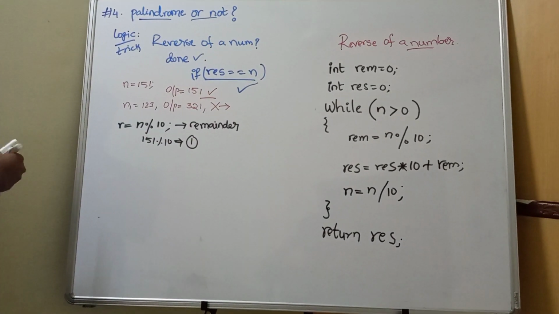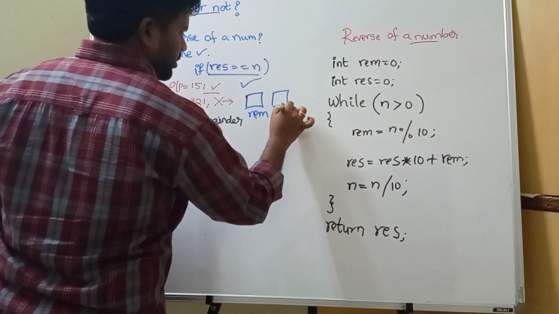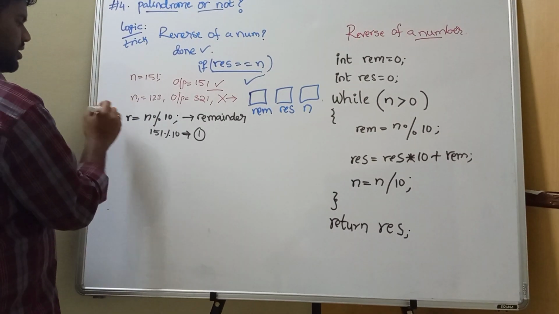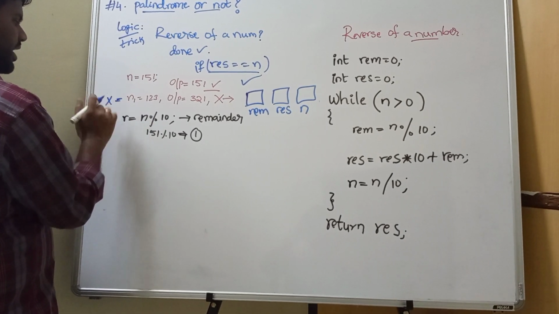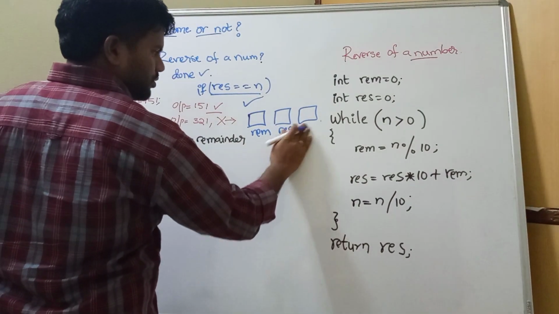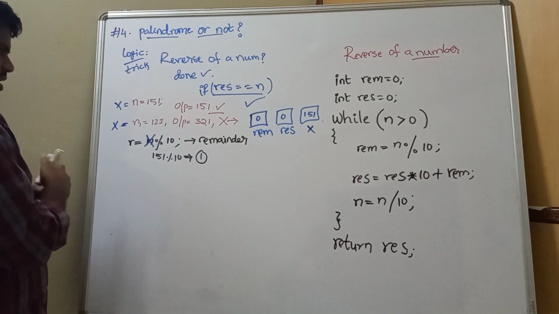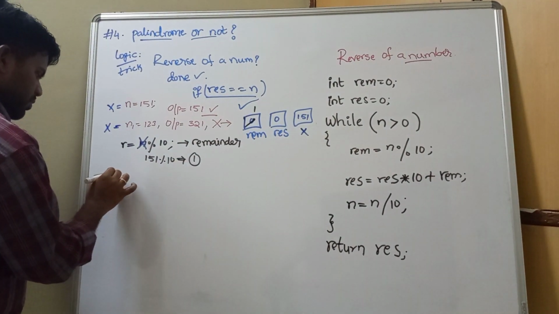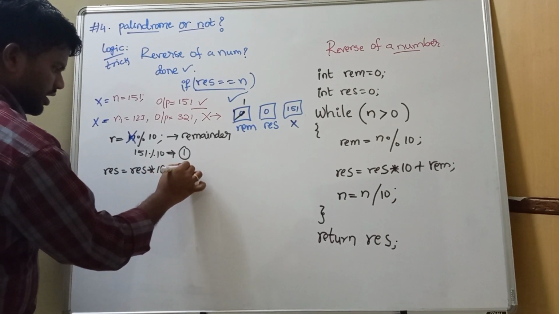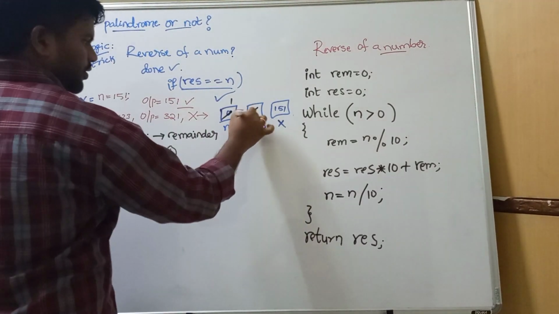1. So we'll have a table for remainder, result and n. This time we are not going with n, we are keeping n aside. I am initializing some x, I am making it x. So x is 151, result is 0. Now in remainder I got 1. So what will the result be? Result is equal to result into 10 plus the remainder. This will become 0 plus 1, so it will become 1.